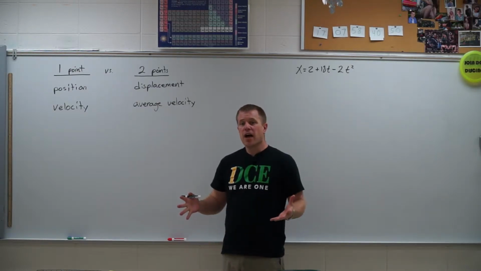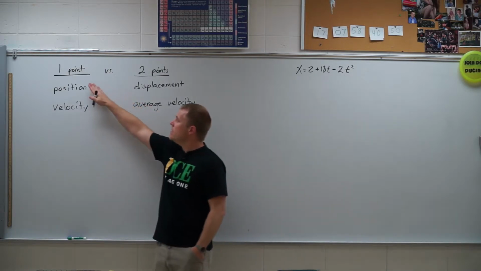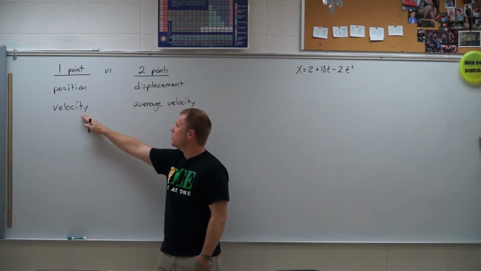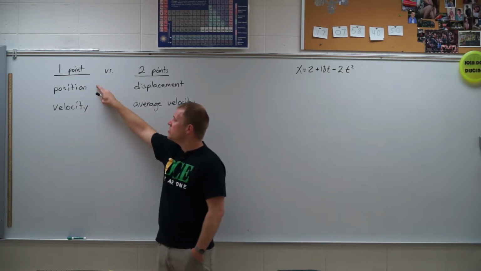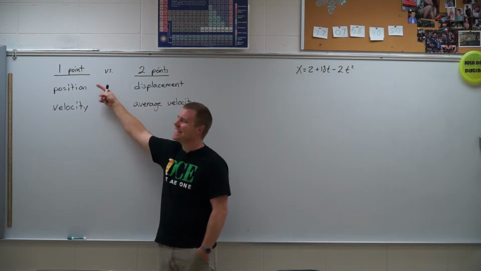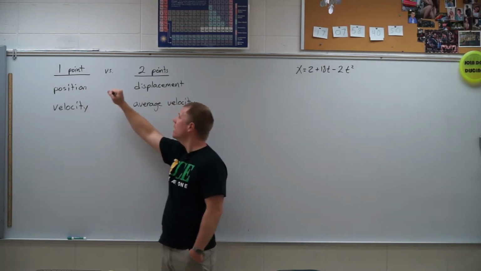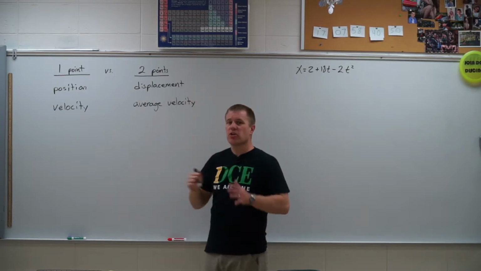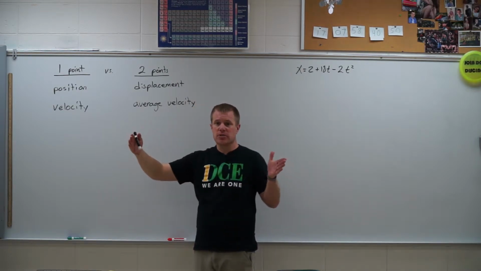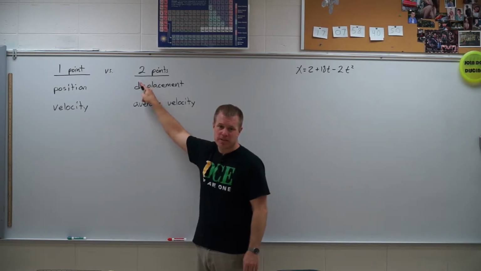All right, I want to look at a few concepts that tend to be stumbling blocks for some people. So the idea of position and displacement, velocity and average velocity. The difference here is position and velocity are instantaneous things. They occur at one point. Displacement and average velocity occur over a period of time, so they require a start and an end point. So they require 2 points.